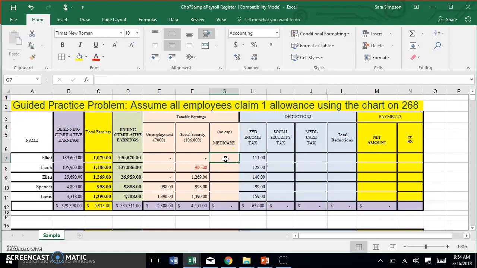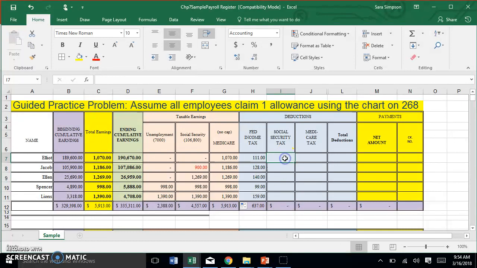And Medicare, there is no cap, so you could copy and paste this whole column, or you can click equals and drag it down. So Elliot, being the rich one, still has to pay a percentage of his $1070, but that's it. And then Lyons and Spencer have to contribute all of their earnings. And these are going to be taxed in the blue section. The blue section is for deductions. I already figured out for you there is a math formula that's not an easy percentage, so we use the tax chart for federal income tax.